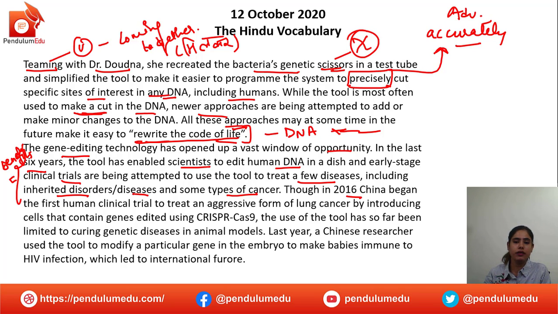Though in 2016, China began the first human clinical trial to treat an aggressive form of lung cancer by introducing cells that contain genes edited using CRISPR-Cas9. The use of the tool has so far been limited to curing genetic diseases in animal models. Last year, a Chinese researcher used this tool to modify a particular gene in the embryo to make babies immune to HIV infection, which led to international furore.